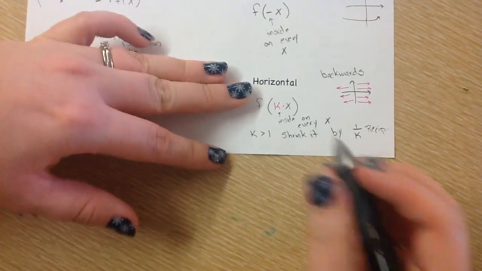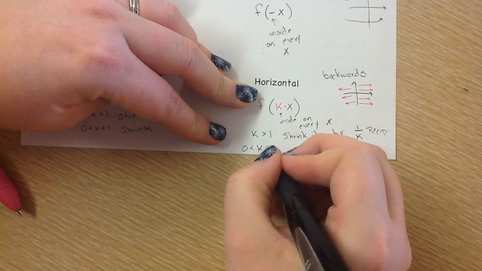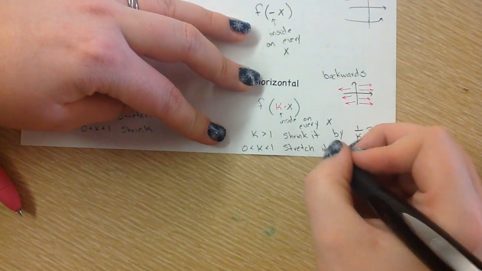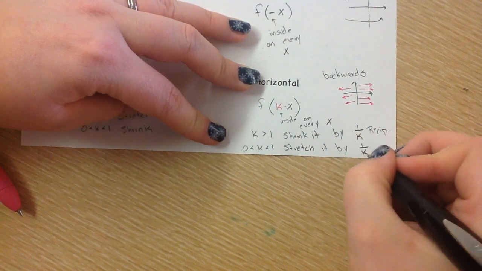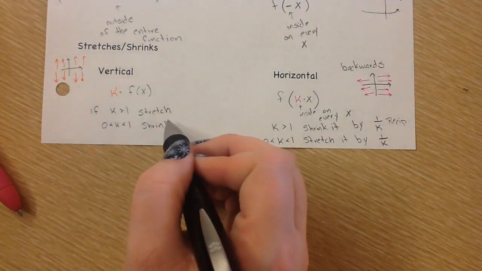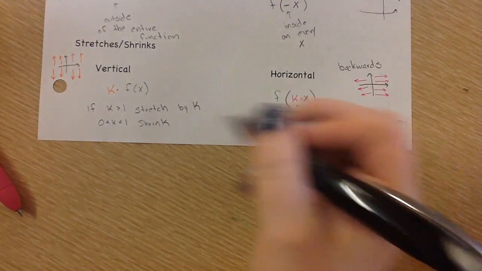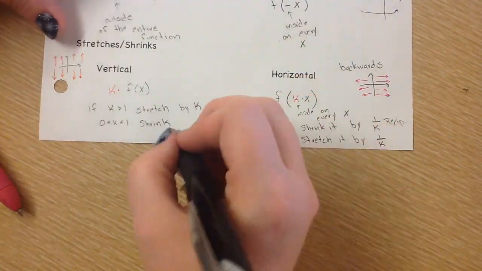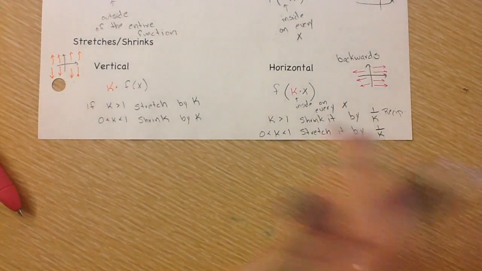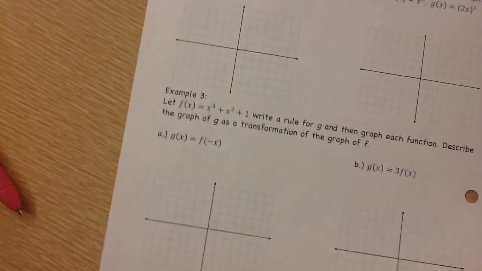We'll just put reciprocal. If k is between 0 and 1, it's going to be a stretch. Again, it's going to stretch it by 1 over k. Whereas with the vertical, it stretches how you think of it. It's going to stretch it by k. If it's 5, it's going to stretch it 5 times farther, and if k is between 0 and 1, it's going to shrink it by k. It's not reciprocal there. It's not backwards like the horizontal is. So again, nothing new here. This is all review from previous stuff.